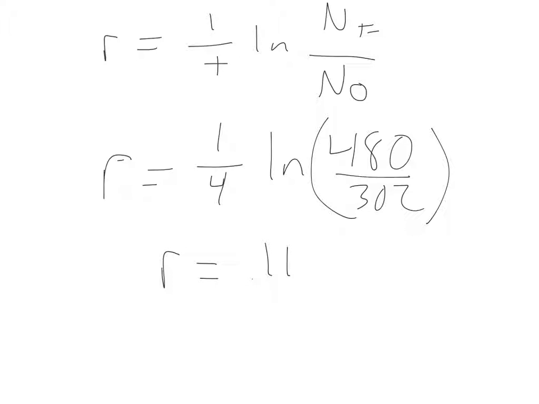And so that essentially says that we have an R value of 0.11. Remember, that's growth rate as a decimal. If we wanted to look at it as a percentage, our big R, we would just multiply that by 100. And our big R, our growth rate in percentage, would be 11% per year. And so we would see the gorilla population increasing at 11% per year.